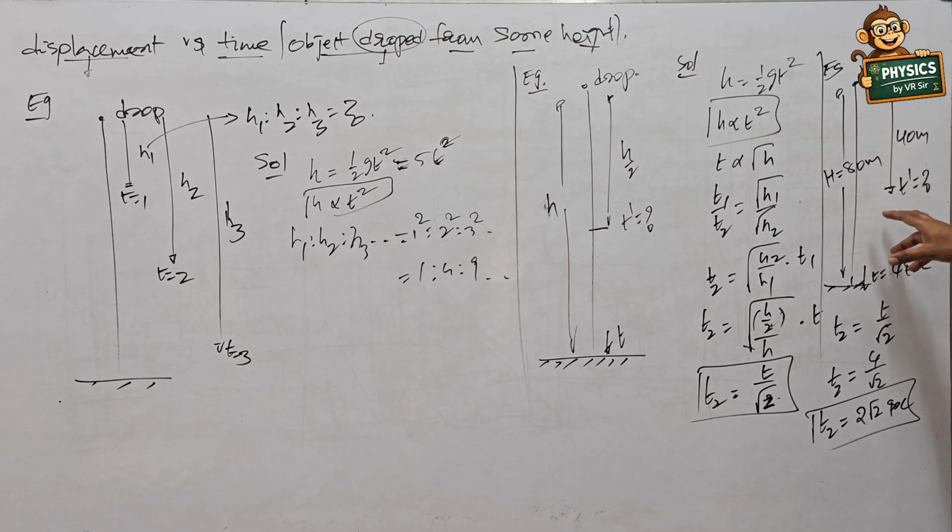Why is this happening? While the object is falling down, as time goes on, it is moving faster and faster. So the second half of the journey is covered in less time compared to the first half of the journey. We should keep that point in mind. Okay, thank you.